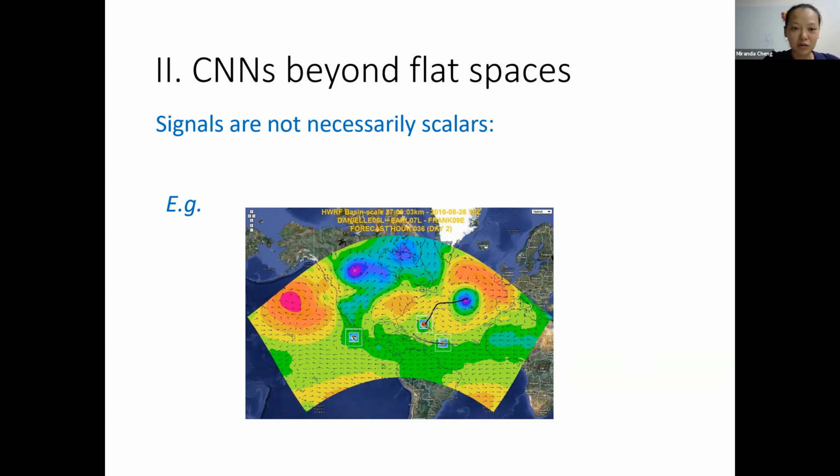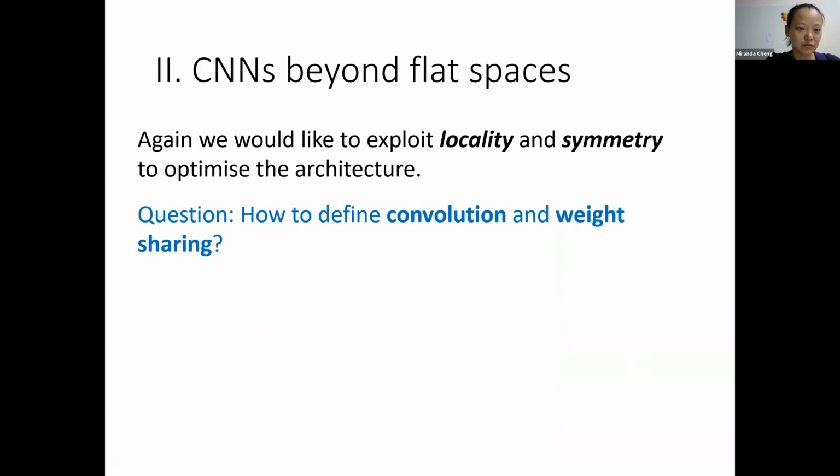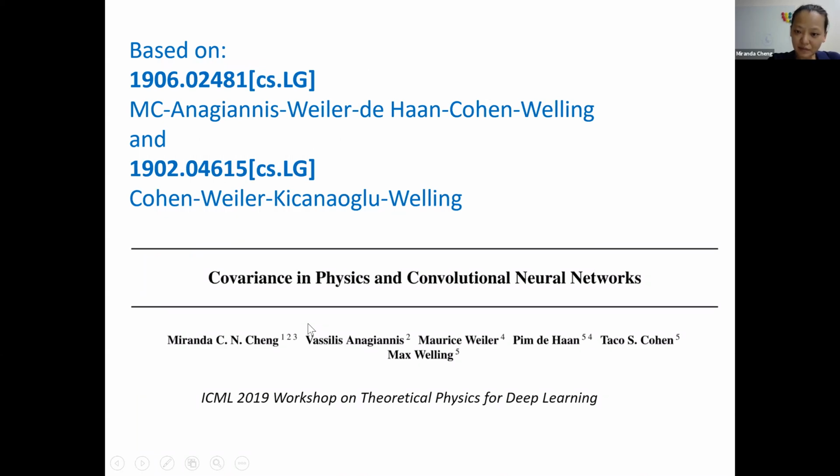I mean, I think we all know the answer. We want to use, again, locality and symmetry. But the question is, how do we define convolution and weight sharing in this case? So let's start with convolution. This is a paper in 2019.